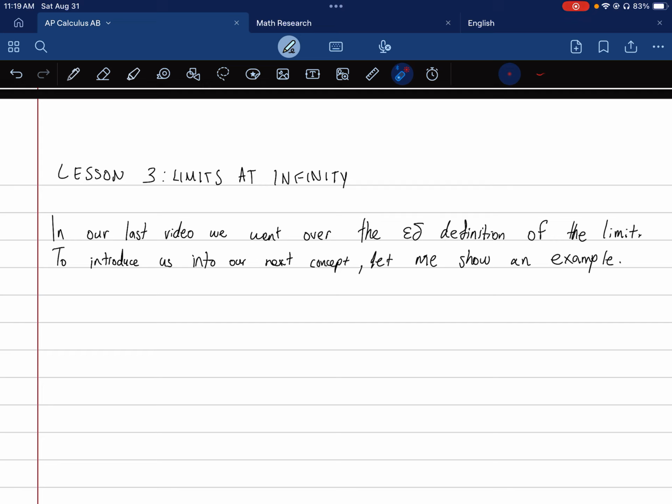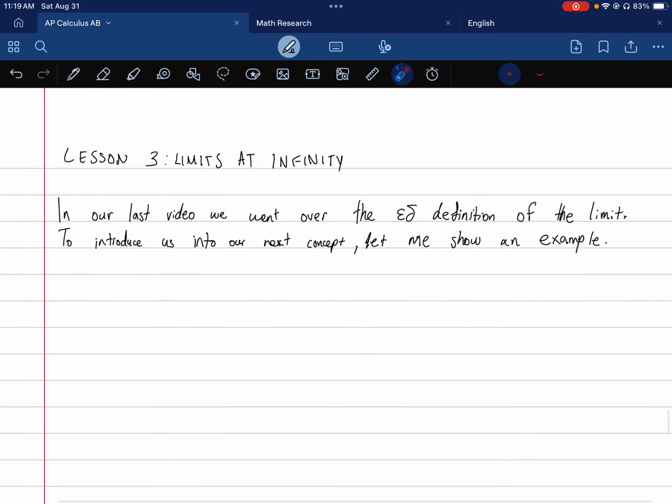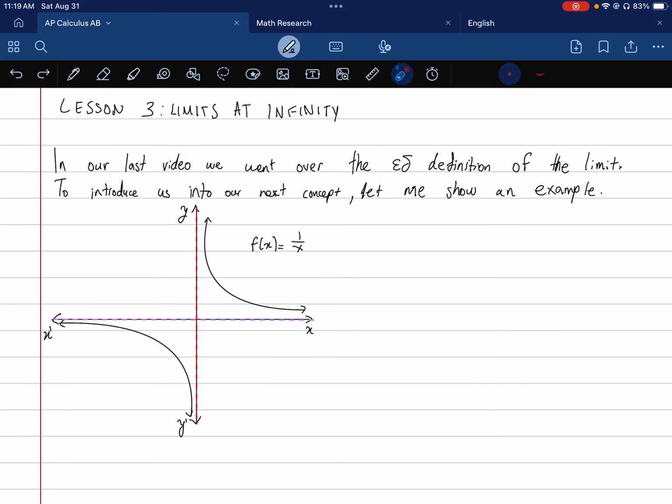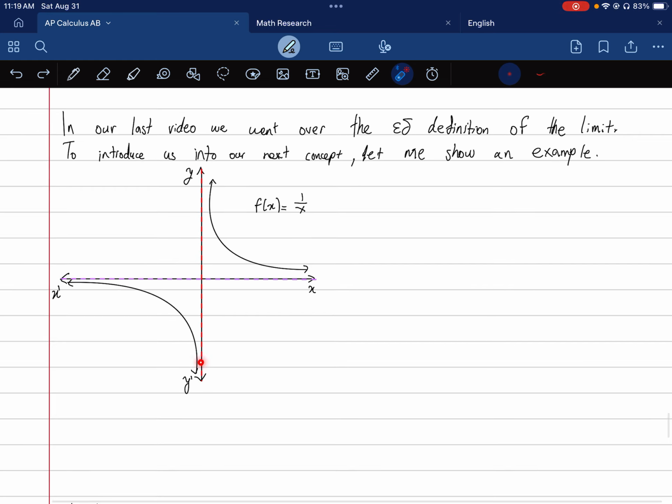Now, to introduce us to our next concept, I'm going to show you an example of what I'm going to talk about. Here we have the graph for f of x equals 1 over x. We have a vertical asymptote at x equals 0 and a horizontal asymptote at y equals 0. We're going to focus on the horizontal asymptote in this video.